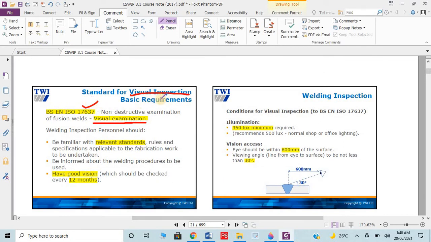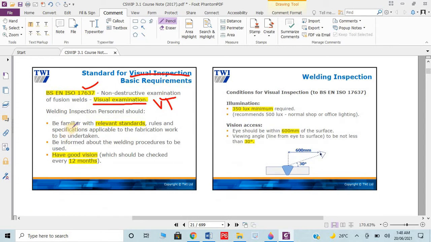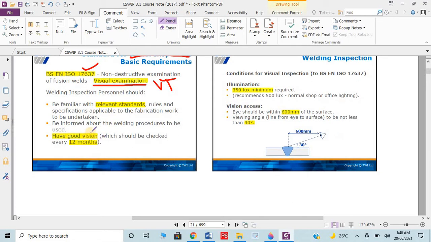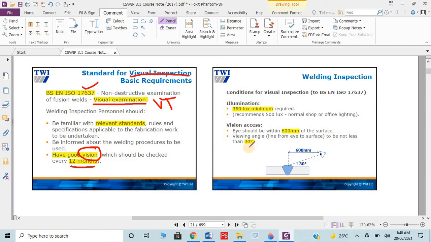So if in the exam the question is which is the visual inspection code, then you can simply tick ISO 17637. It's also known as VT. The inspector should be familiar with the relevant code. He should have welding procedure knowledge and good visual skills, meaning visual power. This is very important, and for that visual power he should get checked every 12 months. Every 12 months his eyesight needs to be checked, meaning 6x6 eye.